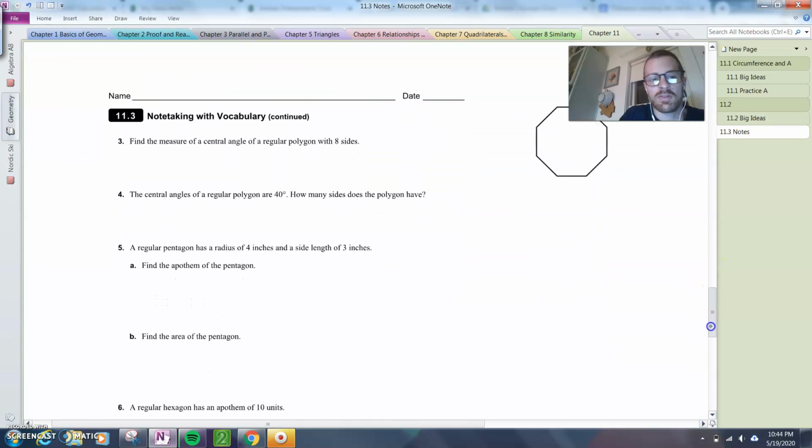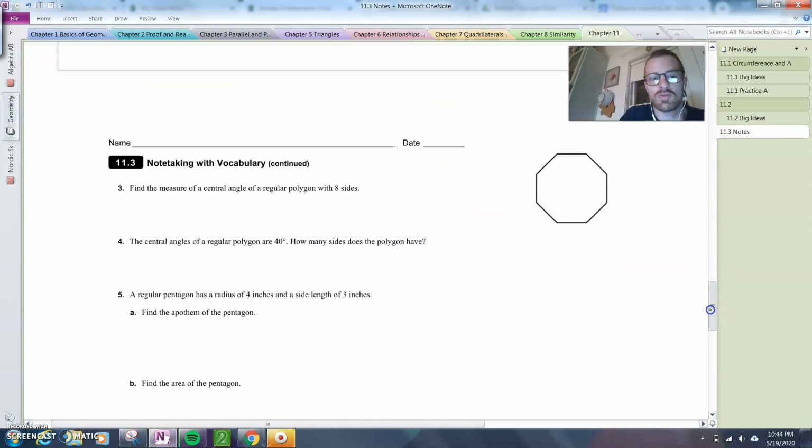All right. So now we go into the regular polygon stuff. I created this octagon here. You can do it in your notes. It's not on there. I didn't create it. I did a snapshot of it. It'll be very helpful to break this down. So the first one just says find the measure of a central angle of a regular polygon.